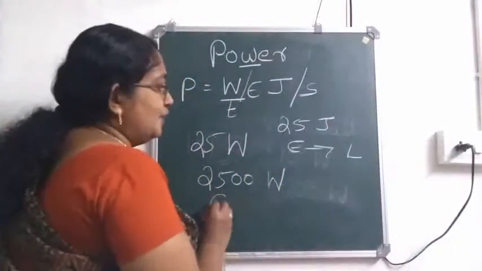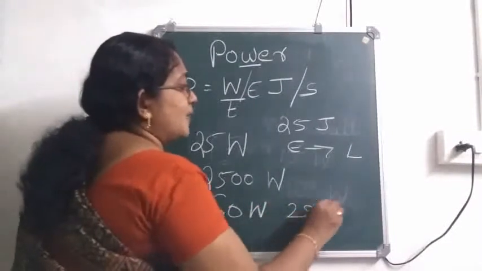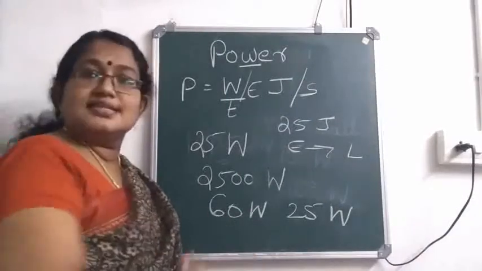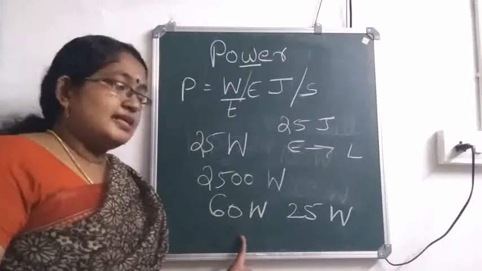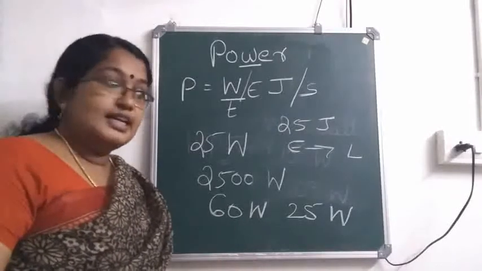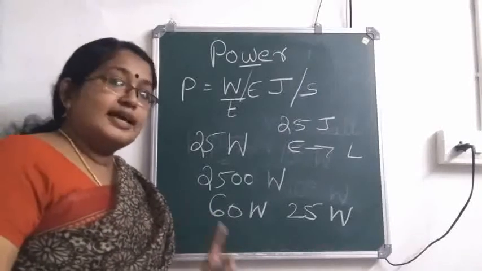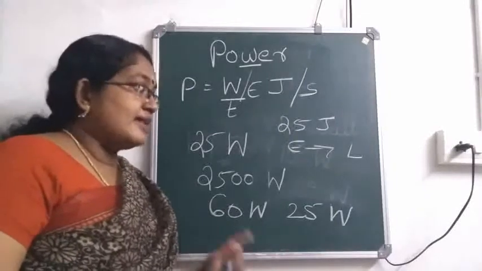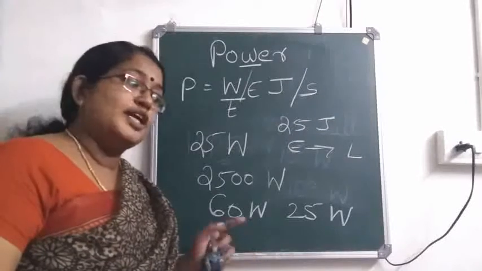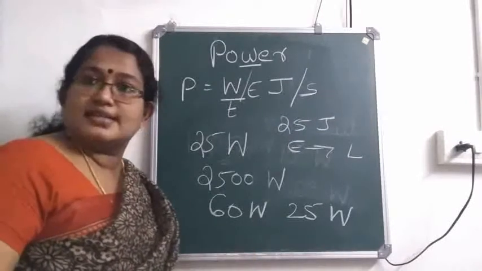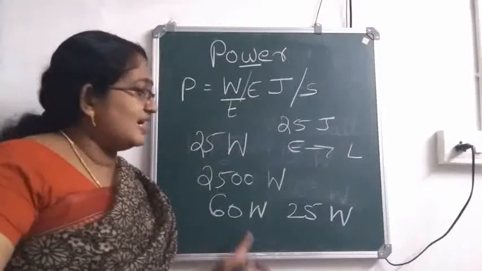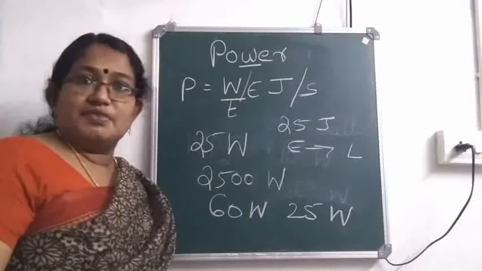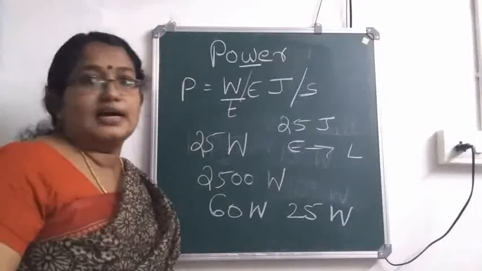Then if you are considering a 60 watt bulb and a 25 watt bulb, which one will give more light? Naturally, it will be the 60 watt bulb. Why? A 60 watt bulb will convert 60 joules of electrical energy to light energy in 1 second, whereas a 25 watt bulb can convert only 25 joules in 1 second. So more conversion is done in the case of a 60 watt bulb, isn't it? That is why a 60 watt bulb will give you more light than a 25 watt bulb.